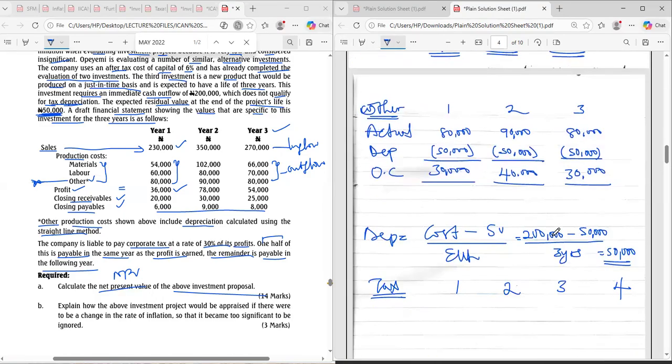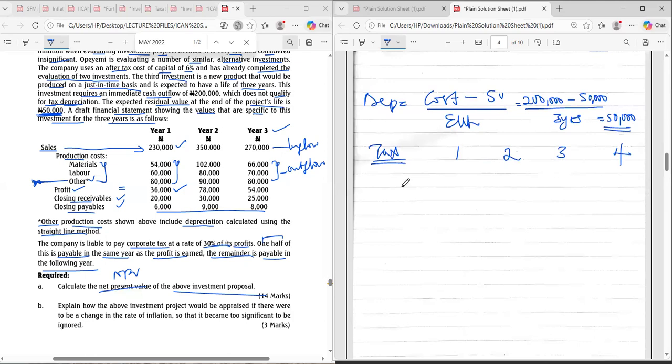All right, so let's get our tax. So I said tax is paid on what? On profit, okay? So what I would do here is year 1, year 2, year 3, Abi. What's our sales? What's our sales figure? 230, 350, and 270.